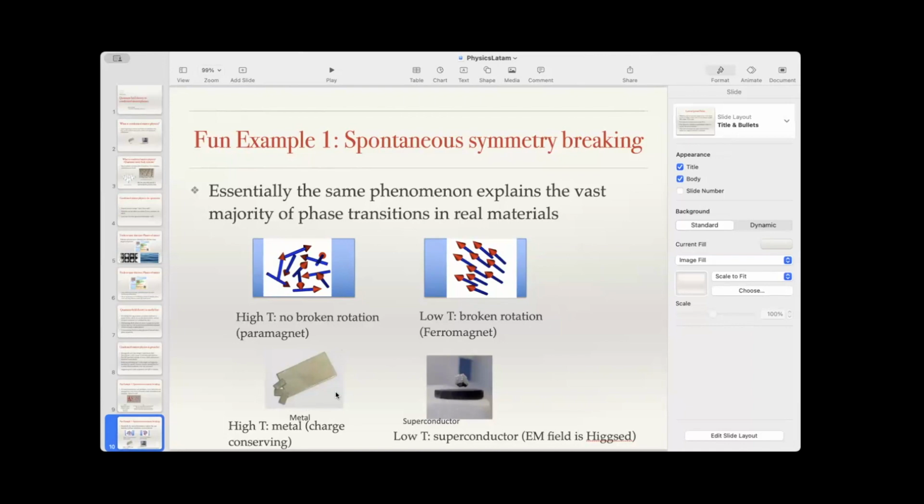A third example, and the mechanism for this I won't talk about in detail: many metals, in fact, generically, things that are metals at high temperature, if you cool them down to low temperatures, they become superconductors. What this means is that suddenly, mysteriously, they start conducting electricity with no resistance. And this is also a spontaneous symmetry breaking transition.